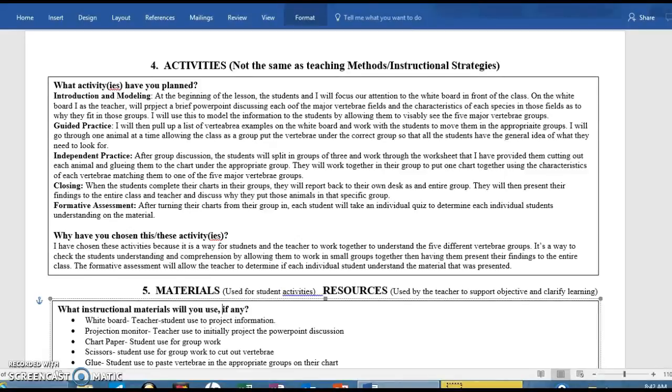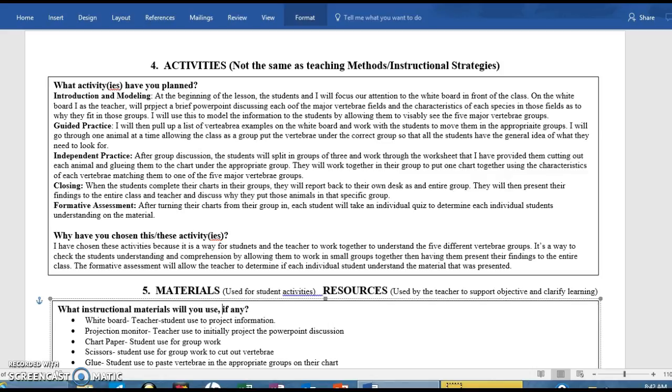Introduction and modeling. At the beginning of the lesson, the students and I will focus our attention to the whiteboard in front of the class. On the whiteboard, as the teacher, I will project a brief PowerPoint discussing each of the major vertebrate groups and the characteristics of each species in those groups, as to why they fit in those specific groups. I will use this to model the information to the students by allowing them to visibly see the 5 major vertebrate groups. I will then go on to guided practice.